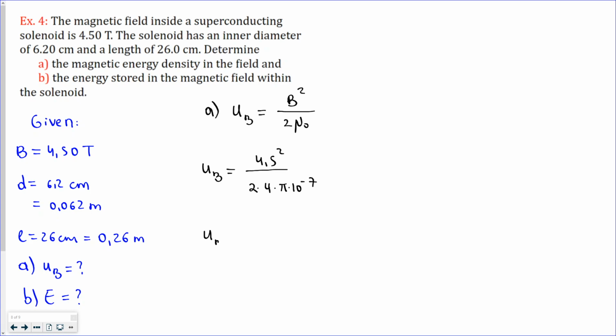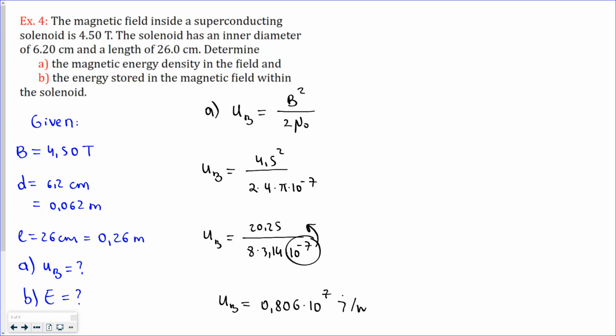B, it is 4.5 squared over 2 times 4 pi 10 minus 7. So 4.5 square, it is 20.25. Here we have 8 times 3.14, 10 minus 7. So also, if you use the calculator, you can find that this is 0.806 10 to the power 7, because this is just going to here as a 10 to the 7. So it will be joule per meter cube.